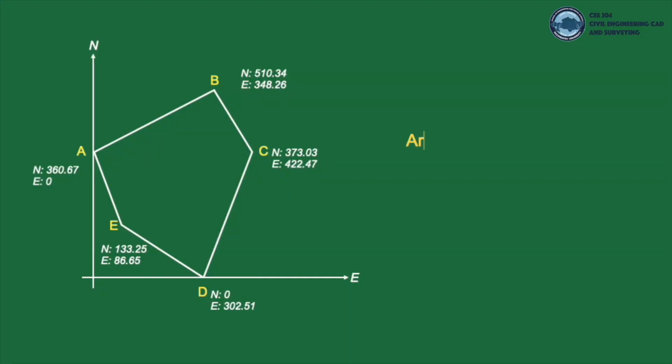So the area of the polygon is 126,291.32 square meters, or just 12.63 hectares. That's it.